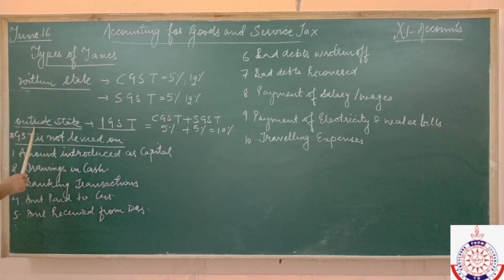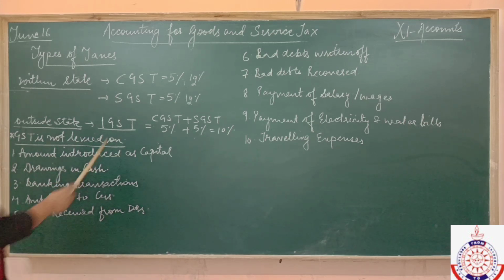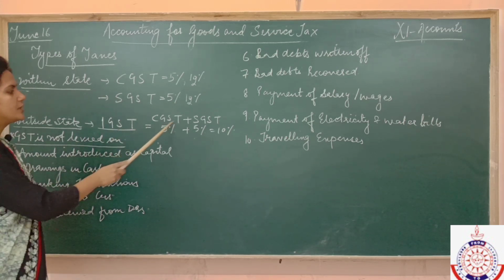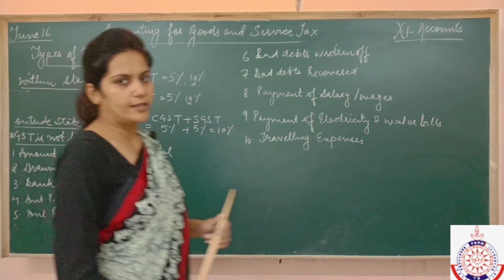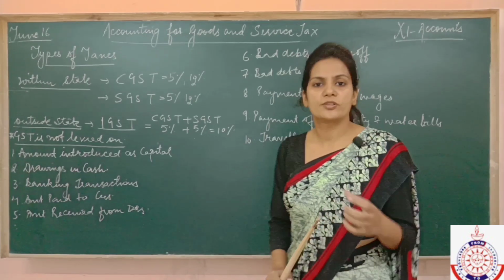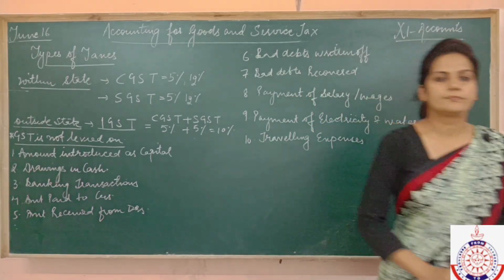there, and whenever selling is done outside the state or between two states, then it is IGST, which is equal to CGST plus SGST. So now it's time to start with the practicals. Almost every theory portion, everything we have covered.